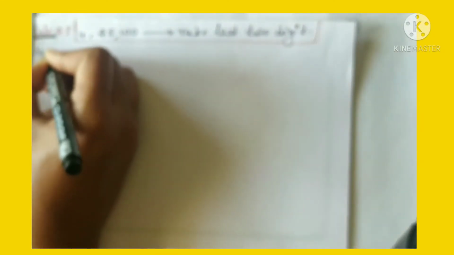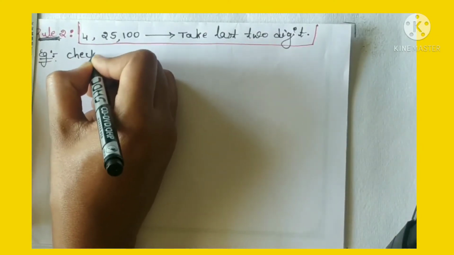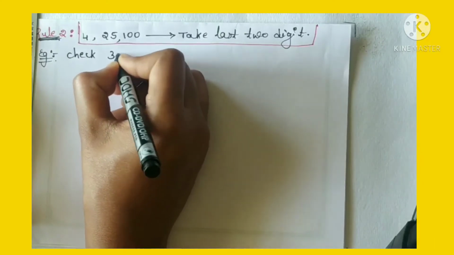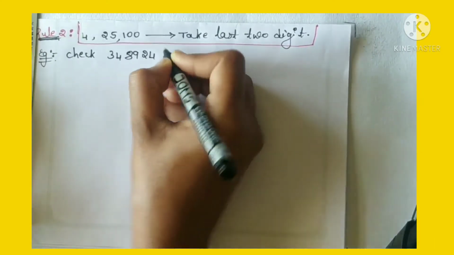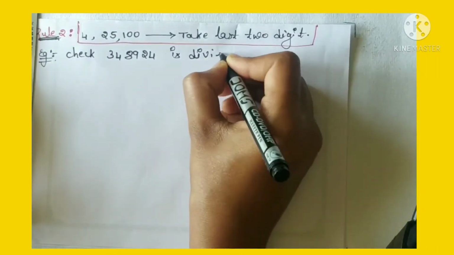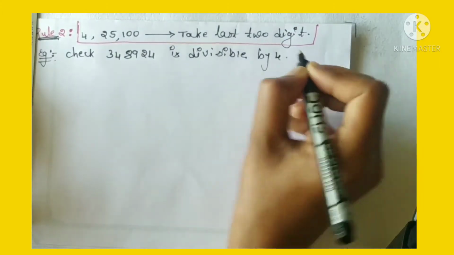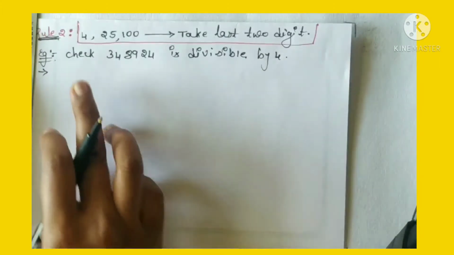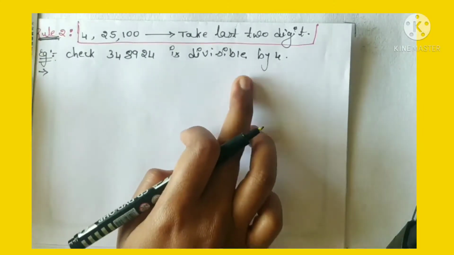Example: check whether 3 4 8 9 2 4 is divisible by 4. This is the question they gave. Check whether 3 4 8 9 2 4 is divisible by 4.